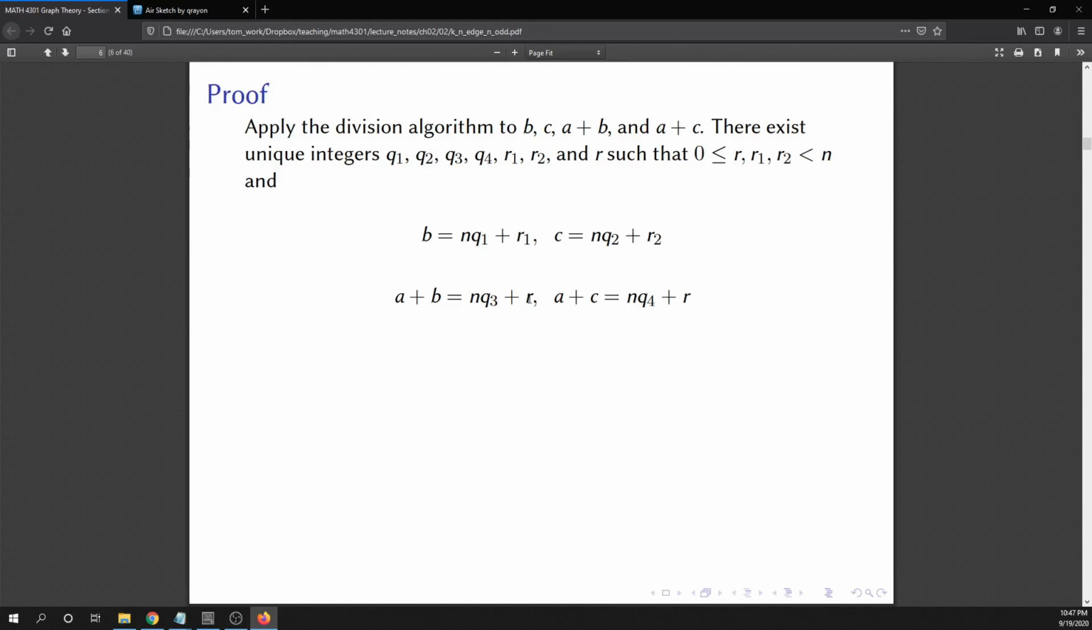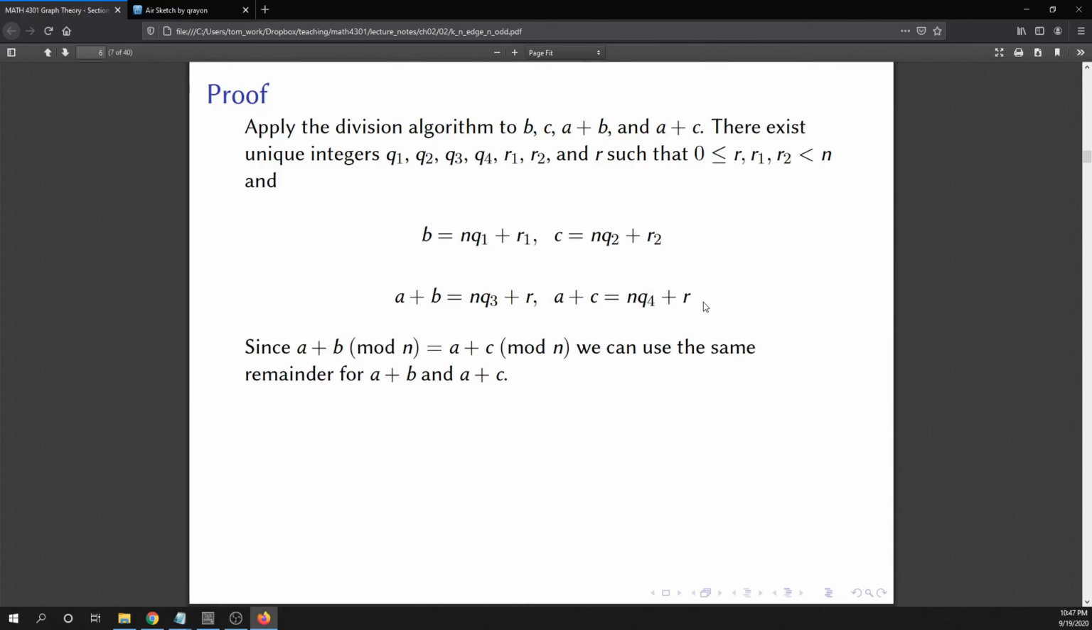And so you might say, well, wait a second, how can you do that? Well, we are given as part of the hypothesis of what we're trying to prove that A plus B mod n is equal to A plus C mod n. Remember, that's the remainder when you divide A plus B by n, and that's unique. So you get the same remainder when you divide A plus C. So I can use the same symbol for these because of the hypothesis.